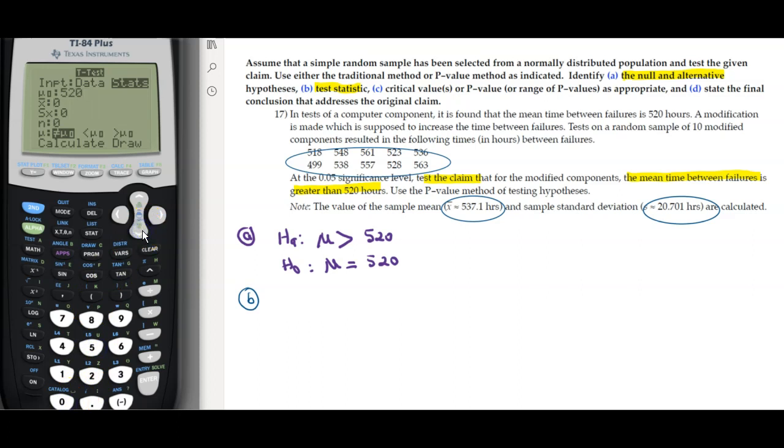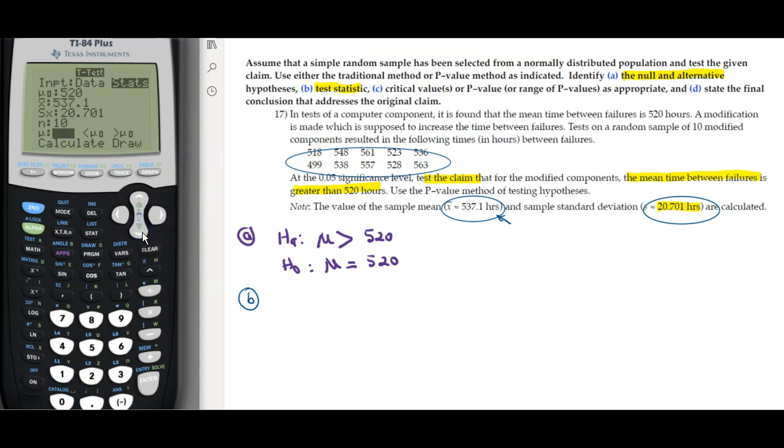Then it asks you about the x bar, and the x bar is right here, 537.1. Then it asks about the Sx. The Sx is right here, 20.701. Then it asks about the n, the sample size, which is 10.